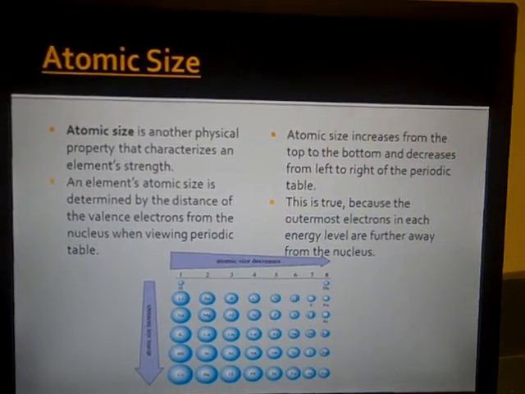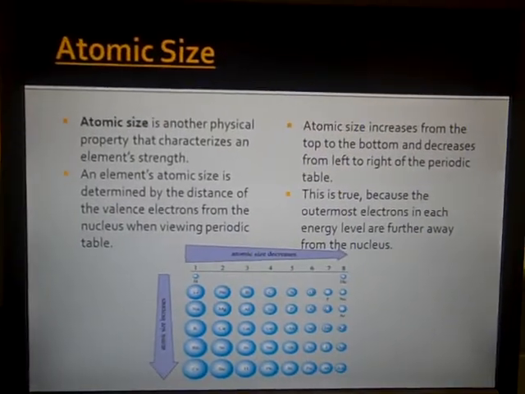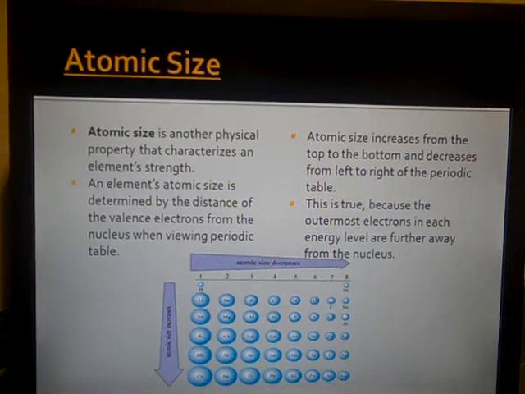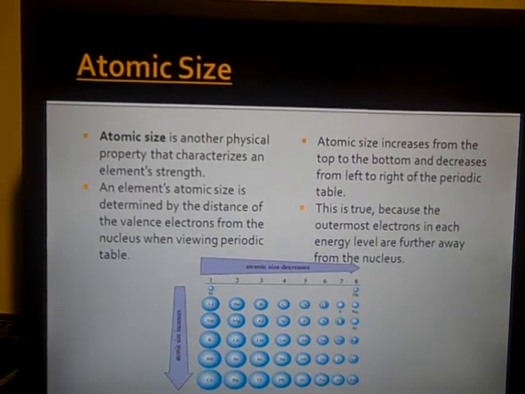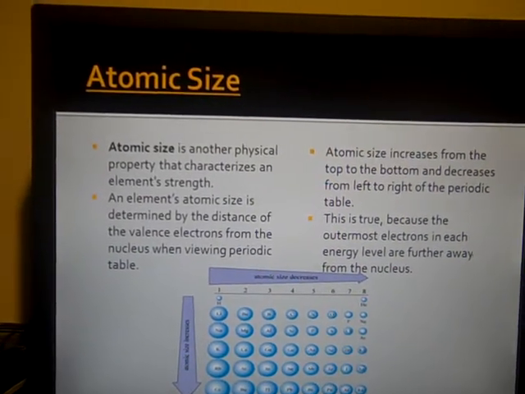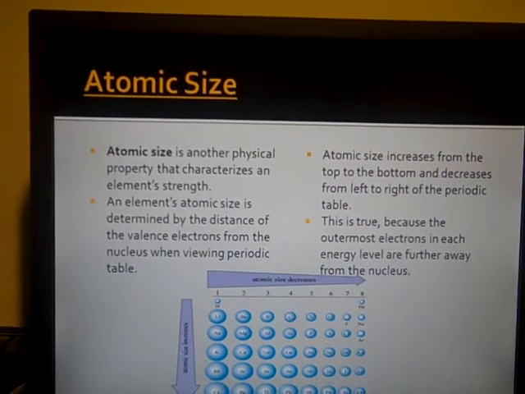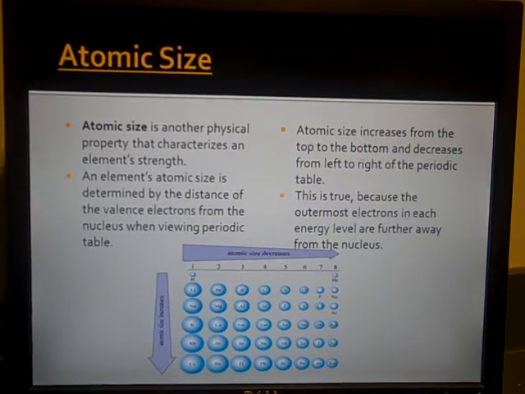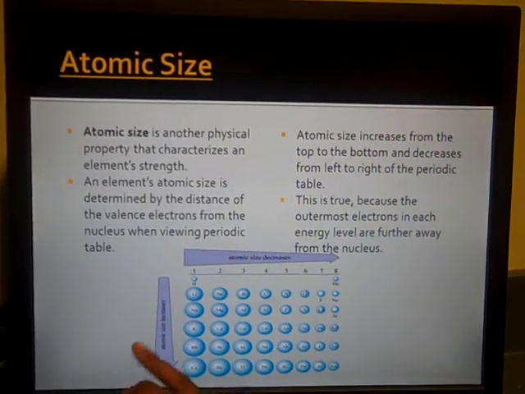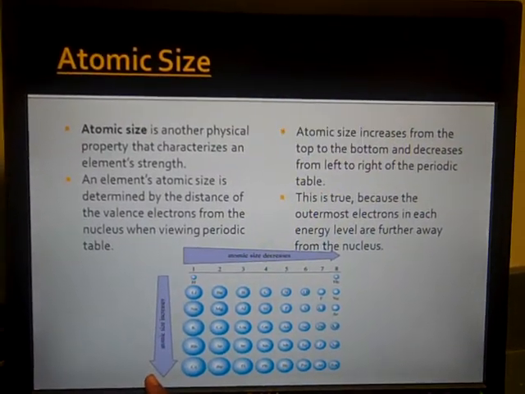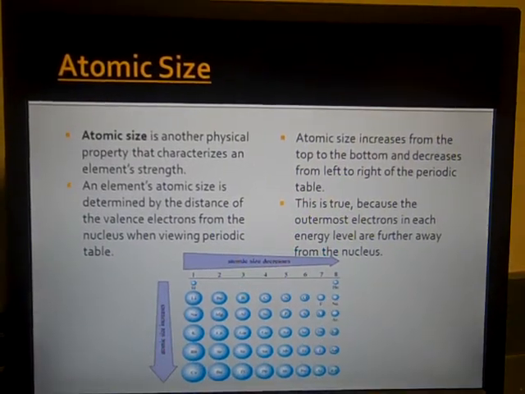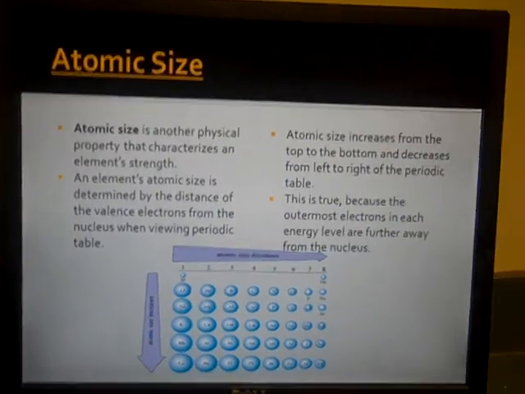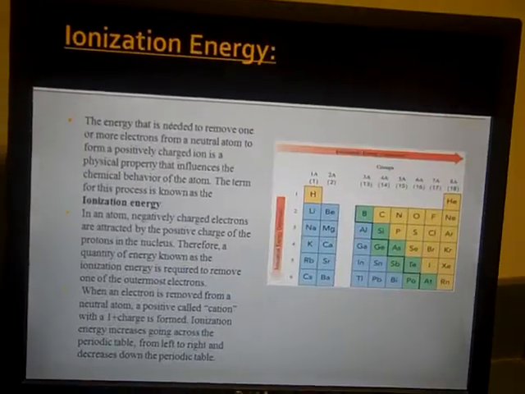Next is the atomic size. Atomic size is another physical property that characterizes the element. The element's atomic size is determined by the distance of valence electrons from the nucleus when viewing the periodic table. The atomic size increases from the top to the bottom and decreases from the left to the right. This is true because the outermost electrons in each energy level are further away from the nucleus.